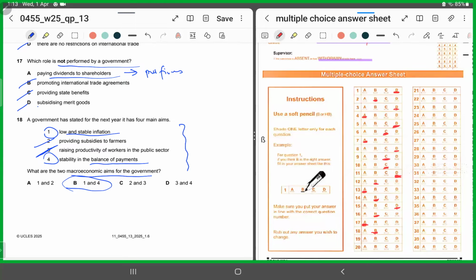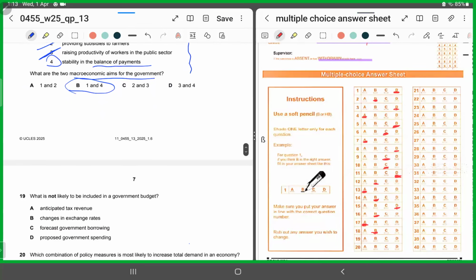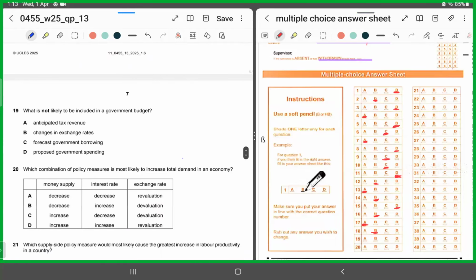So for 18, we'll shade in B. Number 19. What is not likely to be included in a government budget? Government budget is what? Revenues, expenses. So anticipated tax revenue, yes, it could be part. Guessing not likely.